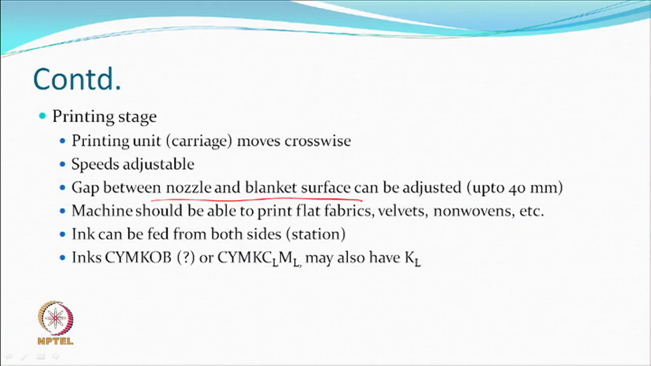If the gap is too much, then the ink being fired, for example, by continuous inkjet systems going at an angle, may land somewhere else. But if the fabric is thick, then obviously you take the nozzle plate up, but still remember, this is non-contact printing. So, machines can print flat fabrics, velvets, nonwovens and so on and so forth.